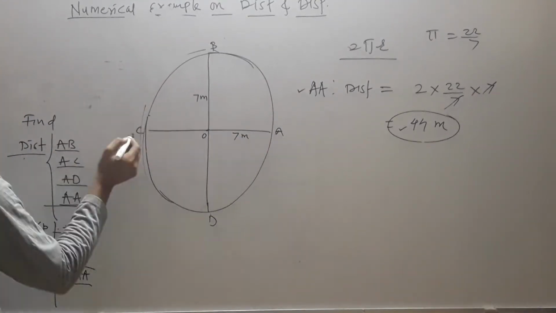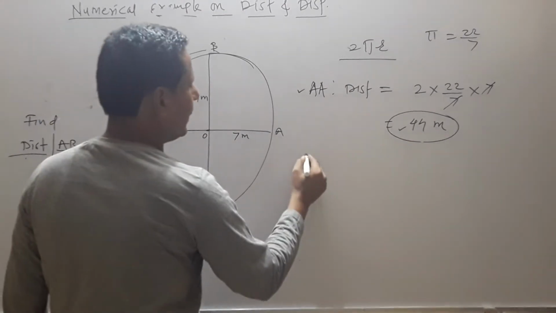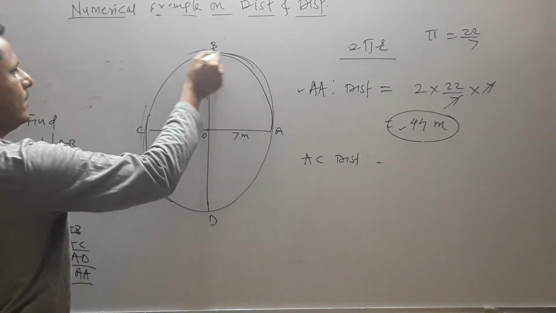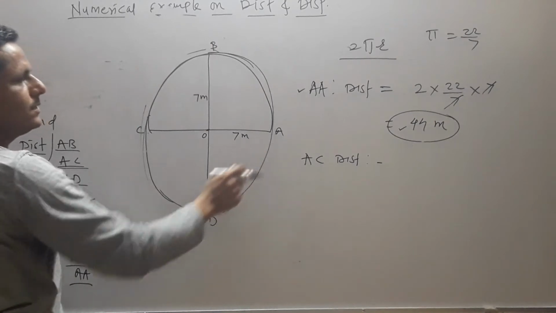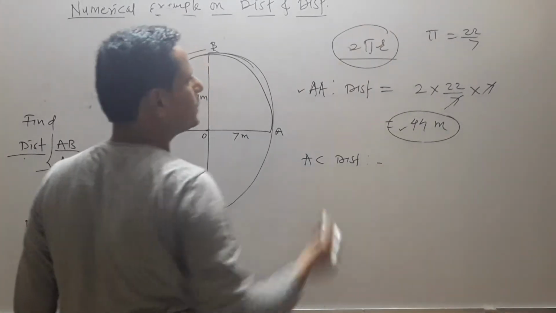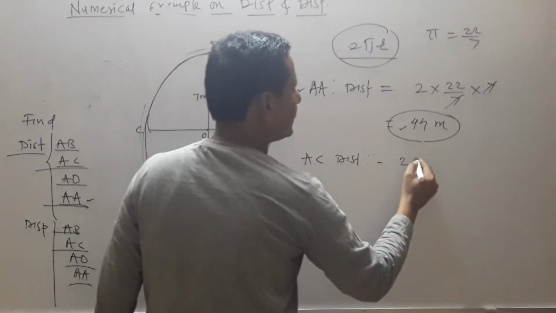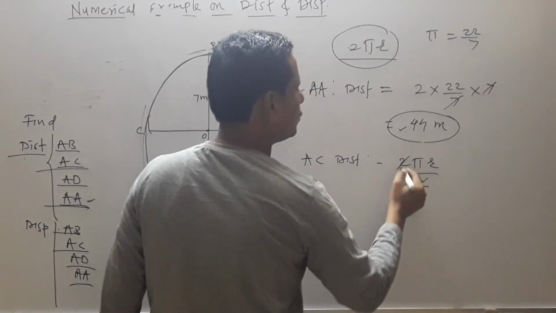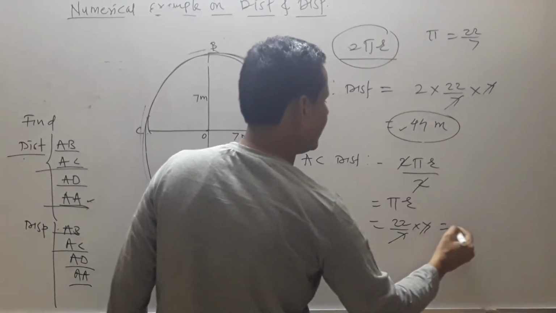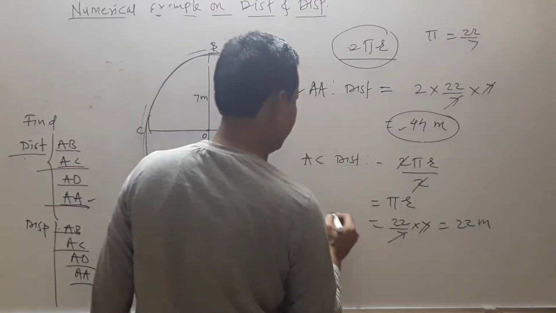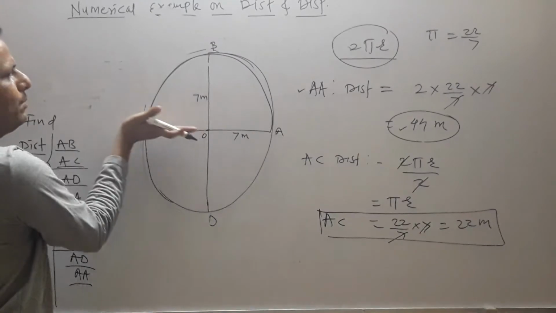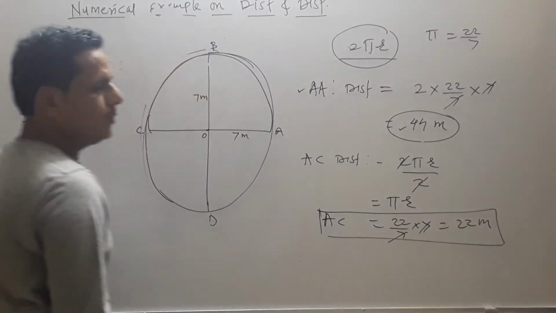Okay. Now go for distance AC. Instead of AB, I go first to AC. AC distance means like this one. It is the half part of this circle. As we know the formula 2 pi r is the full circle, this is the half part. So 2 pi r divided by 2, this 2 gets cancelled, so pi r is 22 by 7 into 7. 7 gets cancelled, 22 meters. That is a general thing we can calculate easily. The total round is 44 meter, half part will be its half, 22 meter.